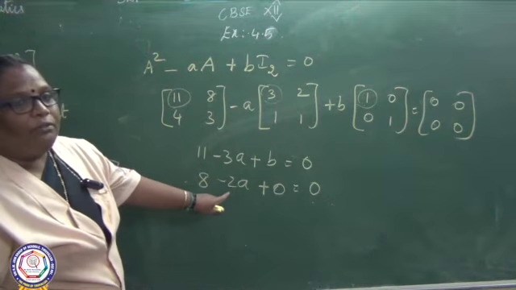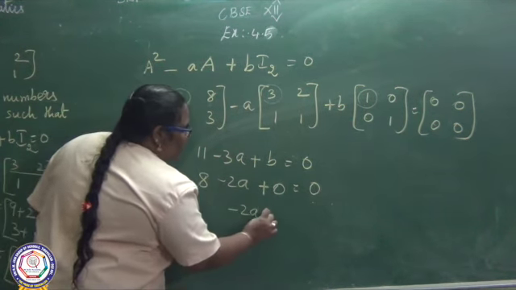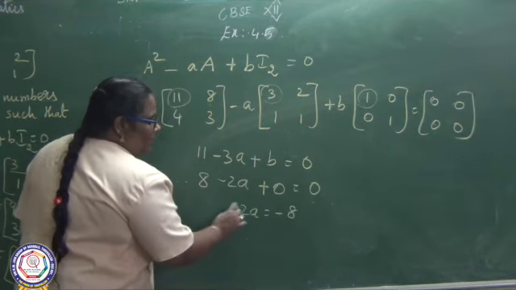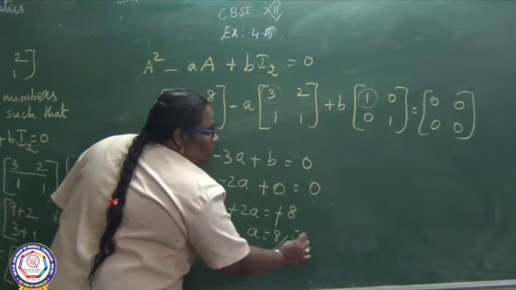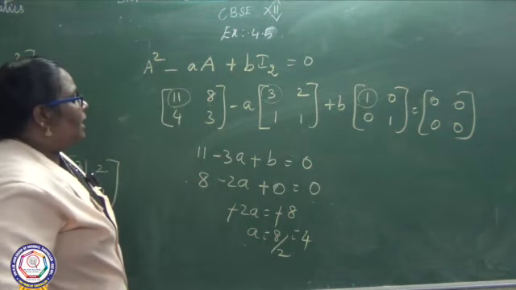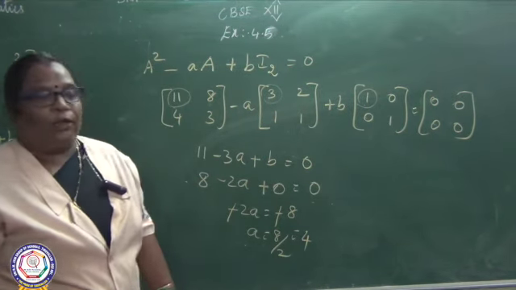In this equation, we will find out the value of A. So, minus 2A equal to minus 8. Minus, minus get cancelled. A equal to 8 by 2. The value is equal to 4. If A value is equal to 4, substitute in this equation, you find the value of B.